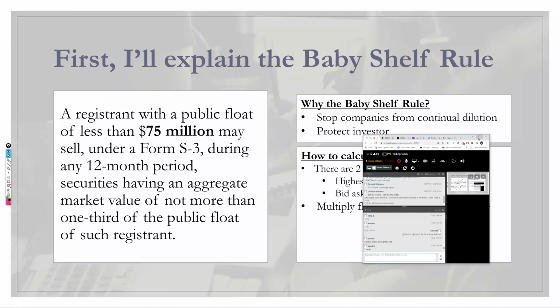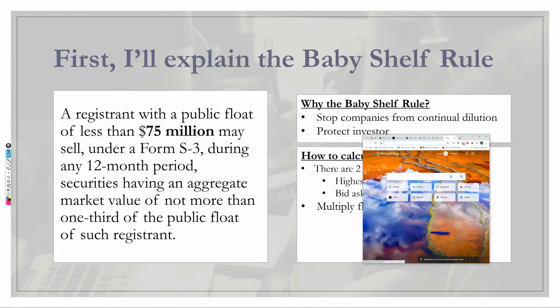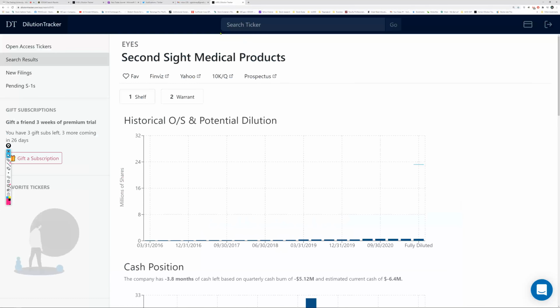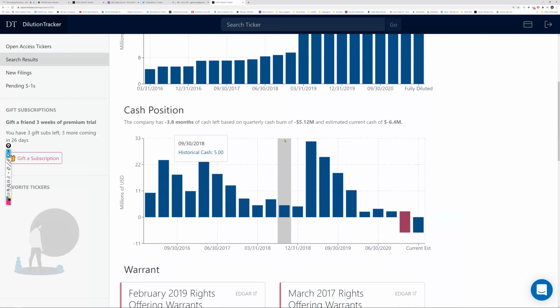All right. How did I know that ISIS was underneath the baby shelf rule? Again, I trust this guy. I know this guy. I trade with him, the guy that runs this website.